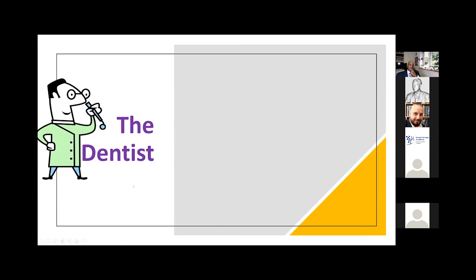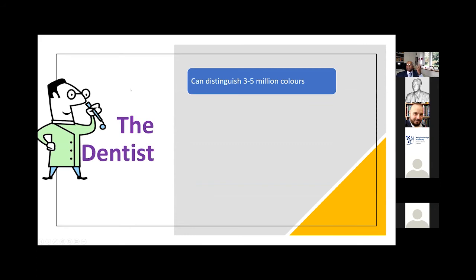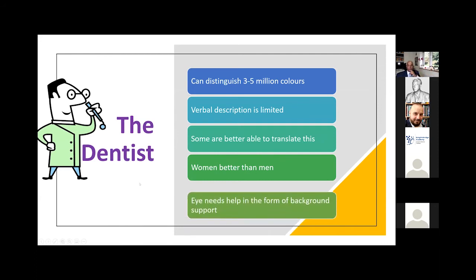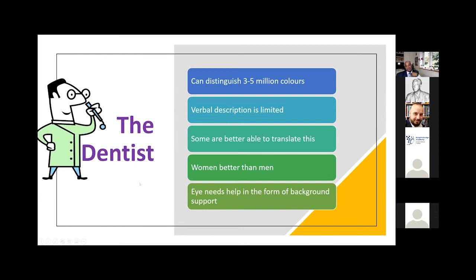The problem with aesthetics is, as a human being, the dentist can see more than 3 to 5 million colors, but we don't have the vocabulary to describe it. And some people are better able to translate it than others. Certainly women are known scientifically to be better than men. So my nurse always helps, and luckily for me, in my practice, my technician was. We both work together in the same building. And the responsibility is well passed on to your technician. And I need help in the form of a background support.